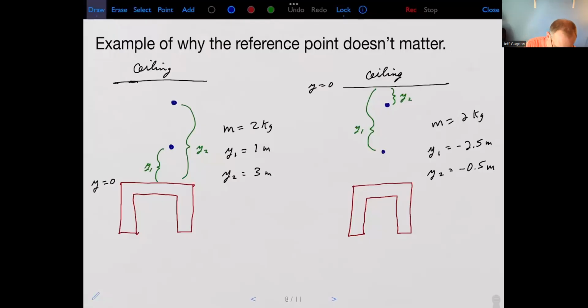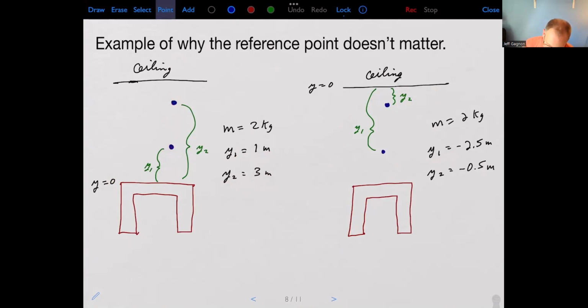Okay, so in this example, I have an object and it starts at some location and it moves up to a new location, and I want to calculate the change in potential energy. In the first case, in this left-hand case, I'm assuming that the top of my lab bench is my reference point. So that's where I have y equals 0. So the first location would be y1, which we're going to say is 1 meter, and the second location is y2, which is 3 meters. So it's moving from 1 meter up to 3 meters. And I'm going to calculate the change of potential energy.